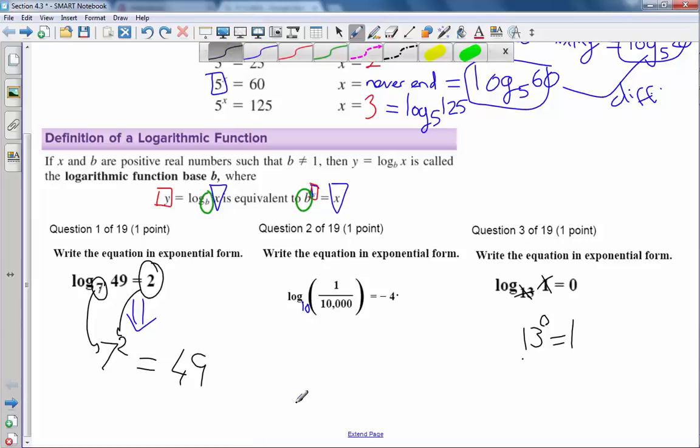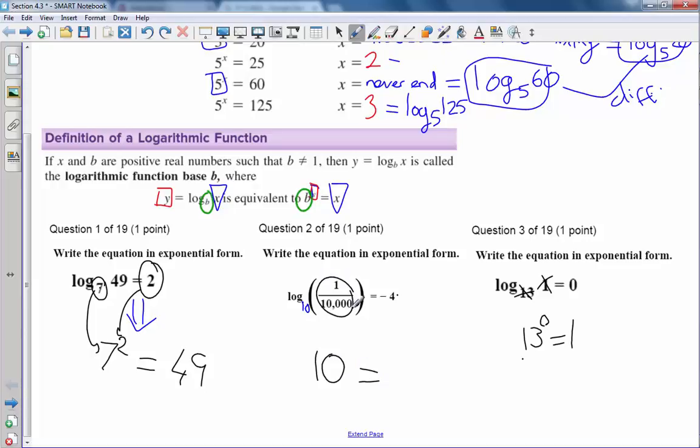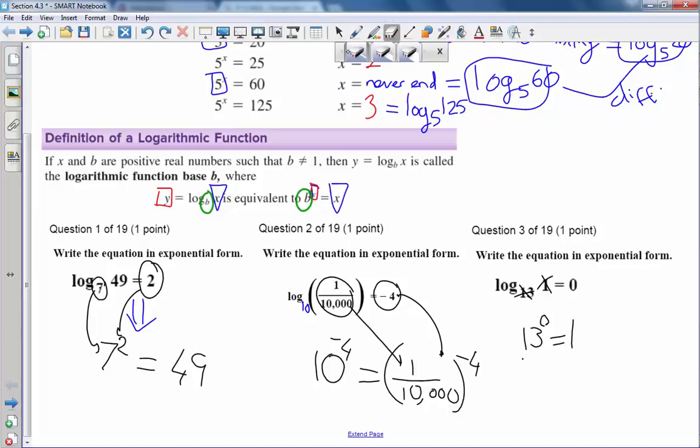Now please change this. I know 10 goes to the base. This number goes to the other side. Where does minus 4 go? There is only one spot it can go. Where? The exponent of this thing, right? Agree? No, this is wrong. It goes to the exponent of the base here. Not there. Okay?